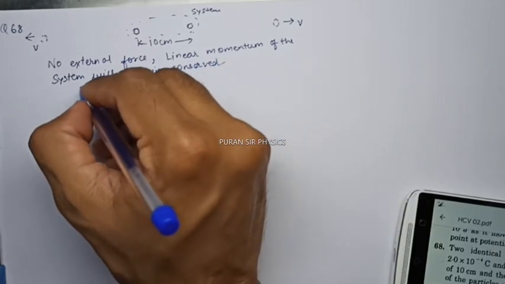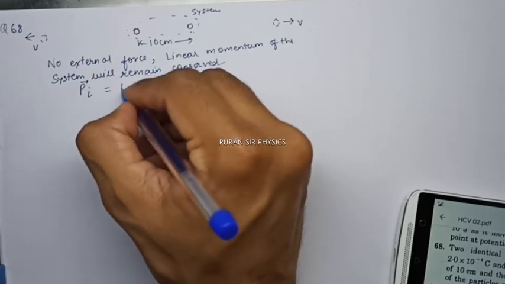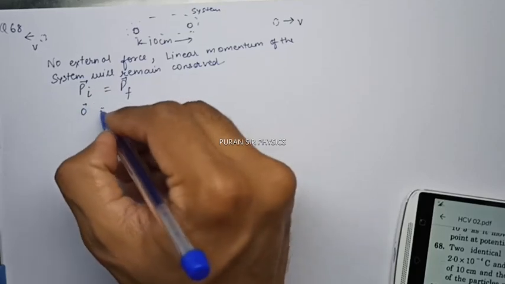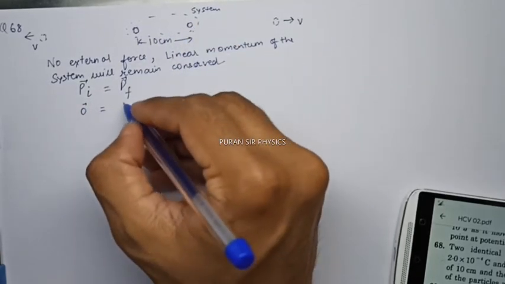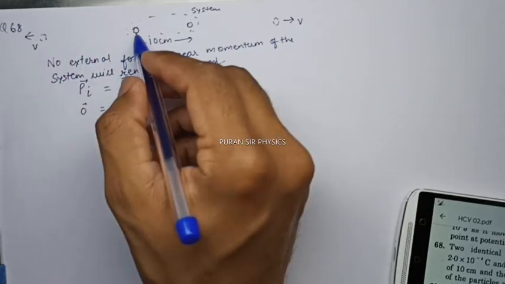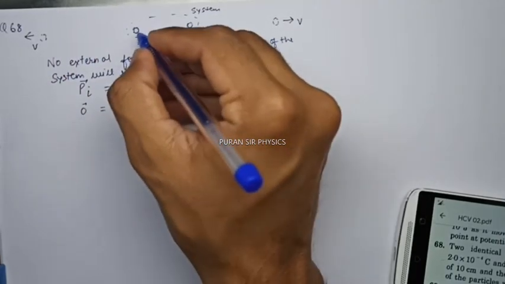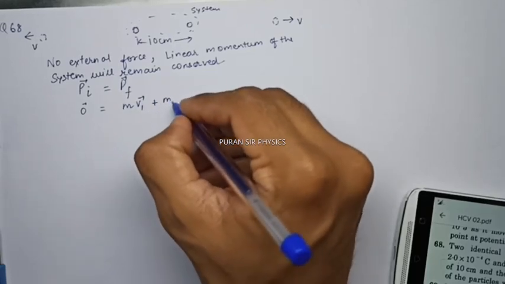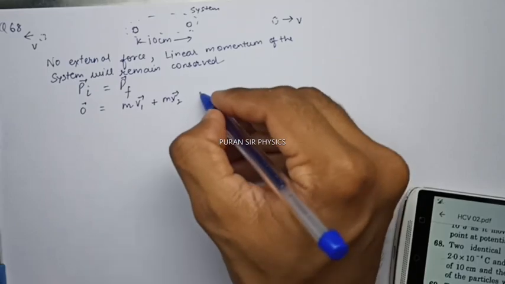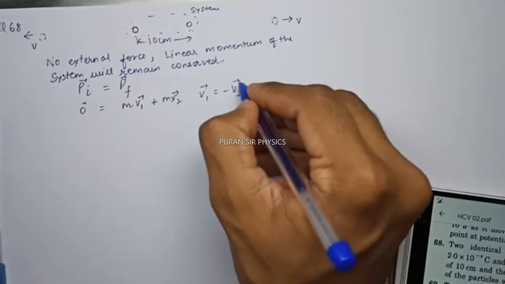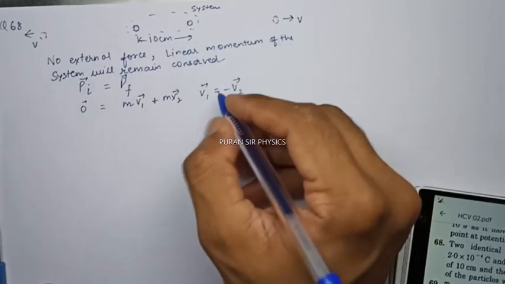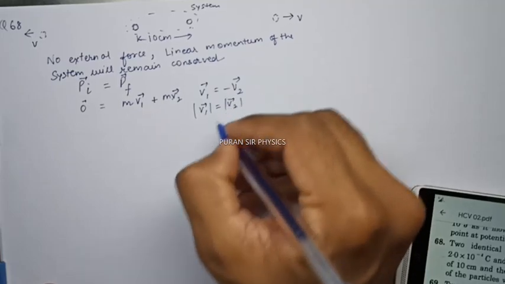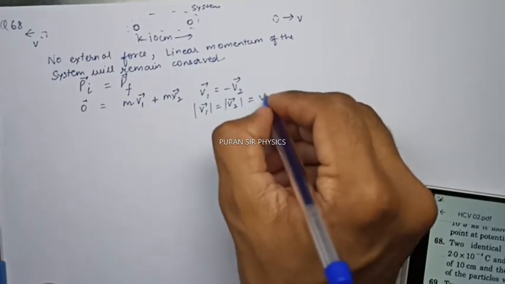Okay, so your initial momentum will be equal to the final momentum. Initial momentum was 0 because both the charges were at rest, and the final momentum will be, suppose the mass is m and the velocity of this one is v1, plus m v2. So from here we can say v1 is equal to negative of v2. It means both the particles will have the same speed. So v1 is equal to v2. The speed of both the particles will be the same, and I can say that it is v.